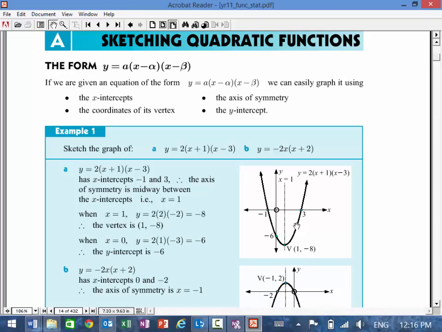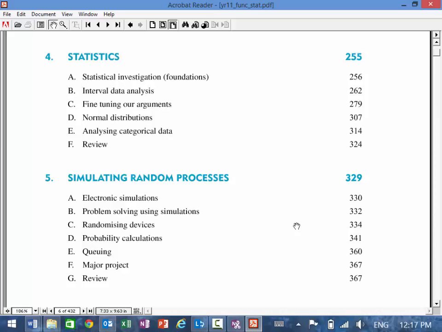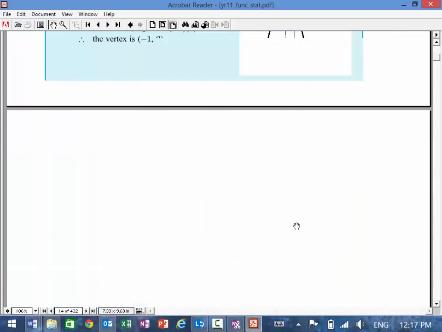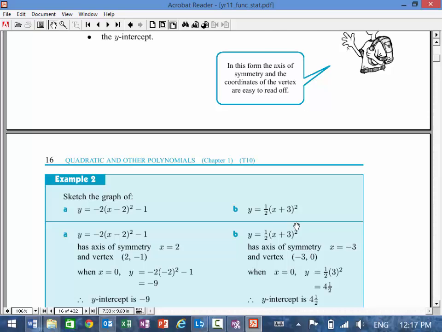So these questions here are asking you to find your x-intercepts, the coordinates of your vertex, your axis of symmetry, and your y-intercept. Now I will definitely be asking you to be able to do something like that for our test when we do our test on this topic. Let's just come to an example and we'll do one together.